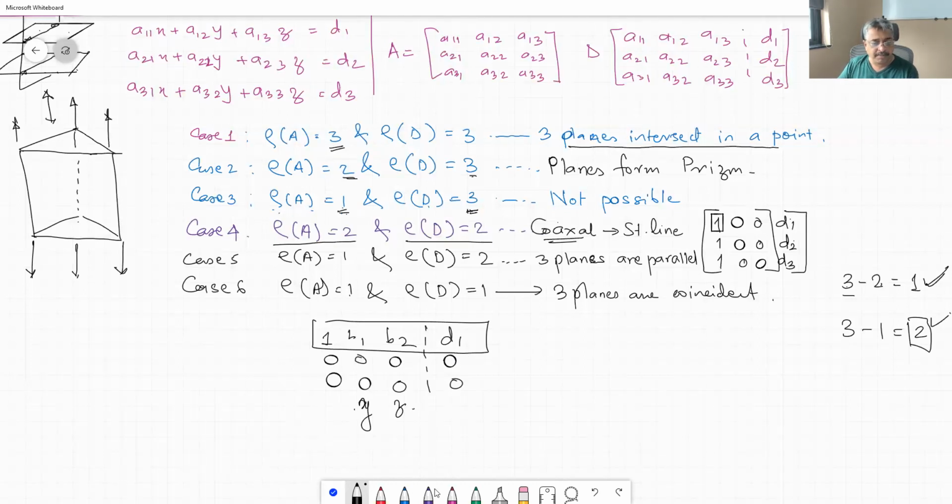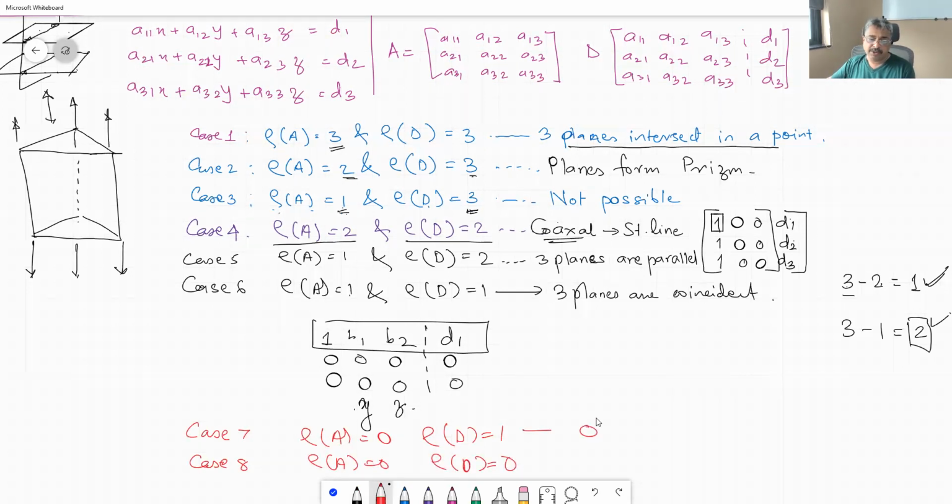Now these are the 6 different cases. Maybe if you want to add 2 more, case 7, rank A is equal to 0, rank D is equal to 1, and case 8, rank A is equal to 0 and rank D is equal to 0. Case 7 is going to be an empty set, because in RHS D1, D2, D3 you have one non-zero entry, that makes rank D 1, and rank A is 0, that means there is no entry in these 9 entries which is non-zero, everything is 0. Therefore, there is no solution set. And when rank A is 0 and rank D is also 0, it is nonsense business. Everything is 0. This is how D will look like. And R cross R is the solution set, complete solution set.